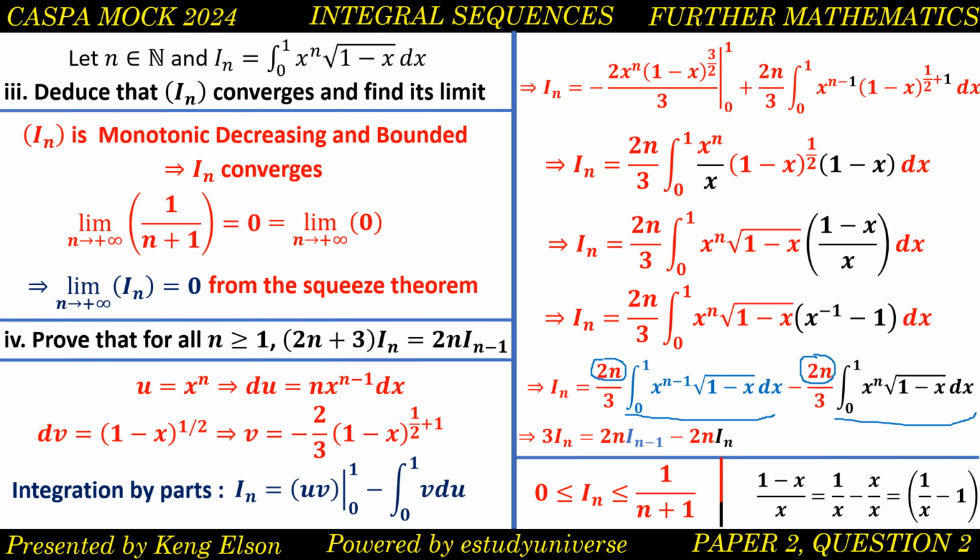So 3I of n will be equal to 2n times I of n minus 1 minus 2n times I of n. Now all I need to do is add this quantity on both sides, and then factorize I of n, and I get the proof. If you factorize I of n from these two quantities, you're going to have I of n times 2n plus 3 equal to 2n times I of n minus 1, which is the proof.